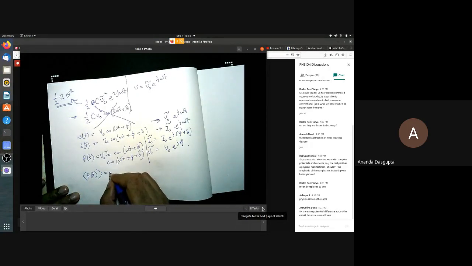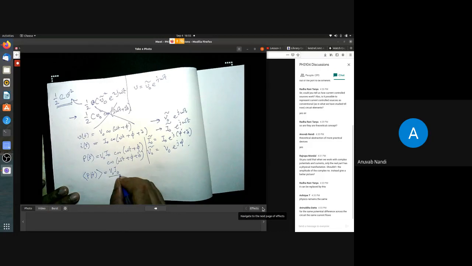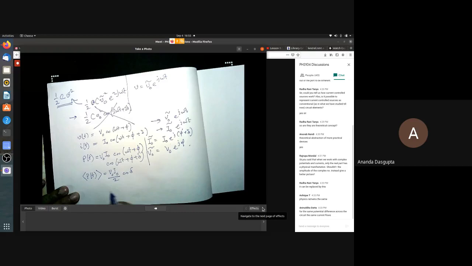And I hope everybody knows what the answer to that is. What is the answer to this, if you average this over one complete cycle? V0 I0 by 2 into cos delta. And this cos delta is what is called the power factor. Of course, how do you do this? You just simply integrate this over one complete cycle and then divide by the length of the cycle. That is, you integrate this from small t equals 0 to 2 pi by omega and divide by 2 pi by omega, and this is what comes out.